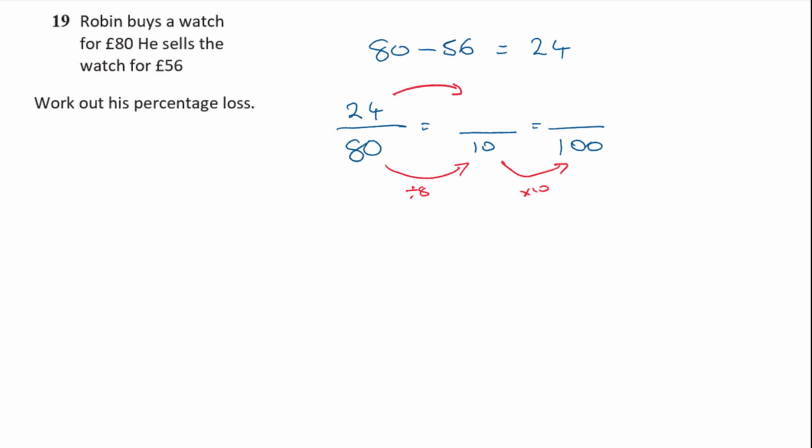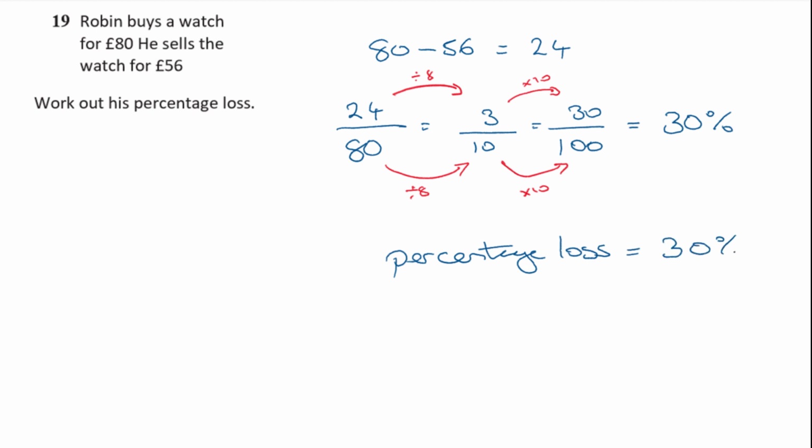So I'm going to do the same thing with the number on the top. So I'm going to take 24 and I'm going to divide it by 8. So 24 over 80 is the same thing as 24 divided by 8. 8 into 24 goes 3 times. So 24 over 80 is the same thing as 3/10. Then times in top and bottom by 10. We're going to get 30 over 100, which as a percentage is 30%, isn't it? So that is his percentage loss. So his percentage loss is 30%. Okay, it's lost 30% of the value of the original value of the watch.